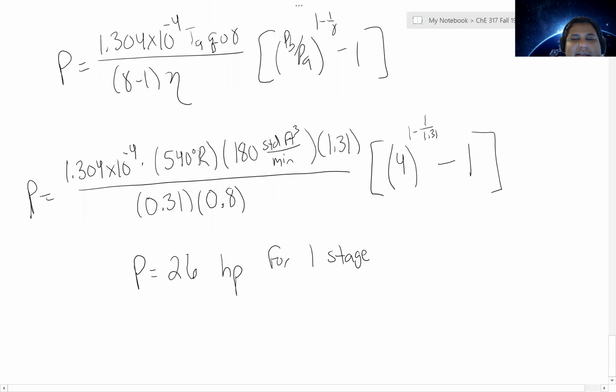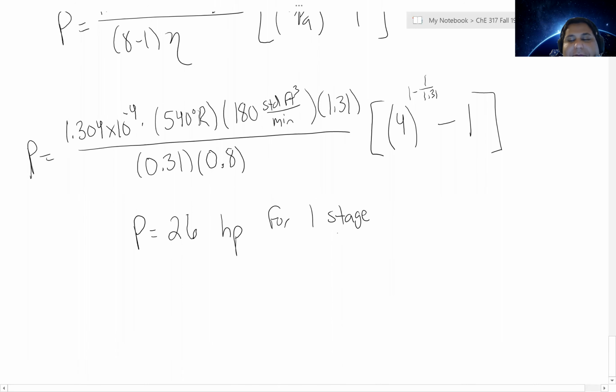Good questions. And so the power we obtain for one stage is approximately 26 horsepower. And so if I'm going to look at the power for all 3 stages, all I need to do is multiply that times 3. And so I obtain an approximate power of 78 horsepower for all 3 stages.